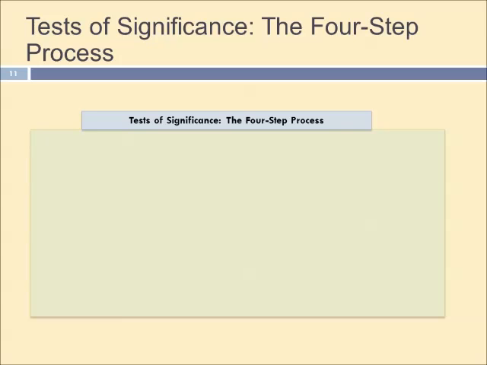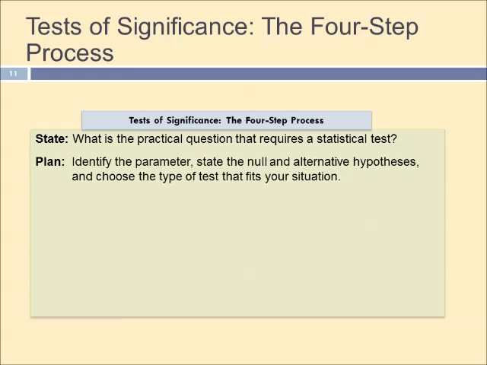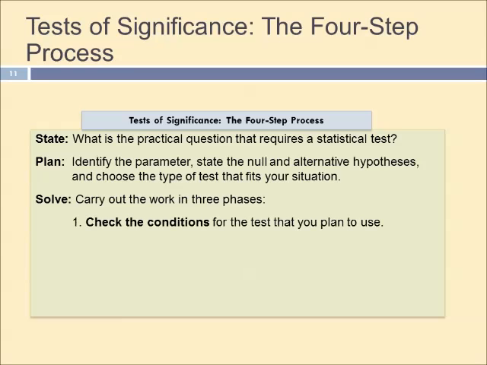We'll talk about the four-step process again in the context of tests of significance. So we start: what is the practical question that requires a statistical test? We need to identify the parameter, state the null and alternative hypotheses, and choose the type of test that fits your situation. Then we solve by carrying out the work in three phases.